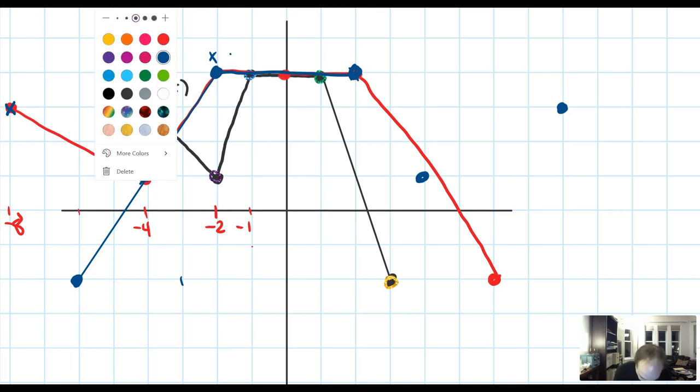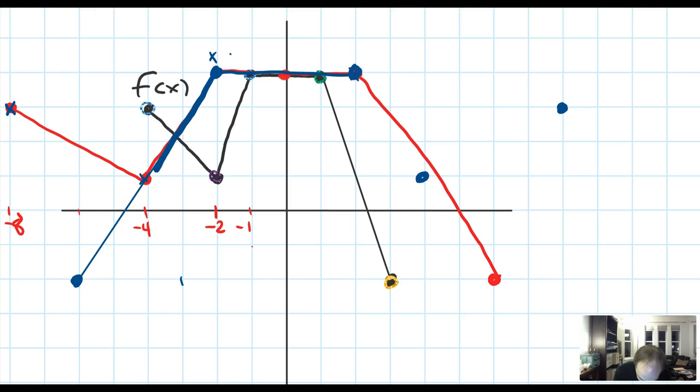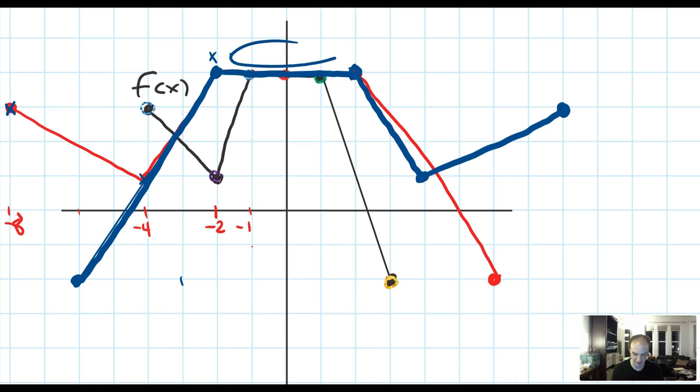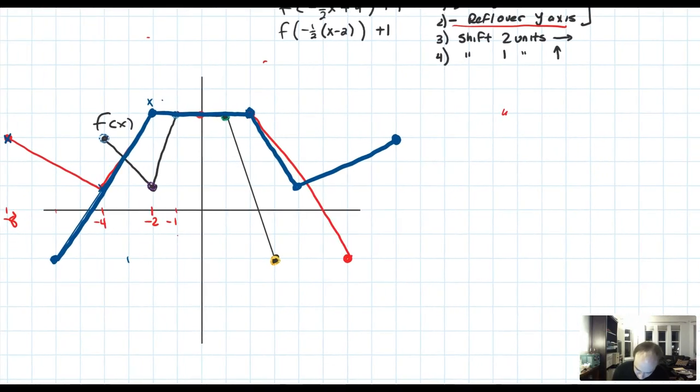Make my marker a little darker so we can really see which is the newest transformation. So part of the graph was not reflected, or was reflected but didn't really change, which was this flat bit up at the top. But a lot of the graph did change, right? We moved a little hooky bit from the left side over to the right side. Now I'm going to take this whole monster, shift it 2 units to the right.